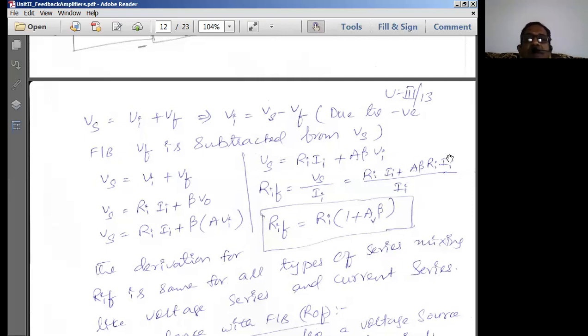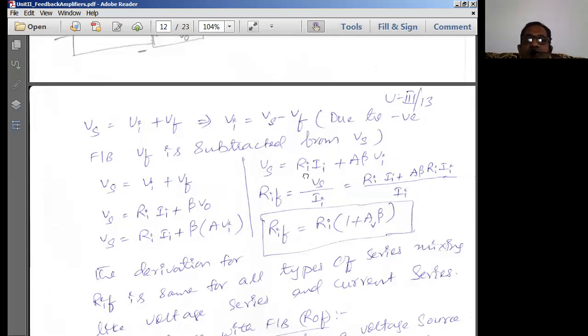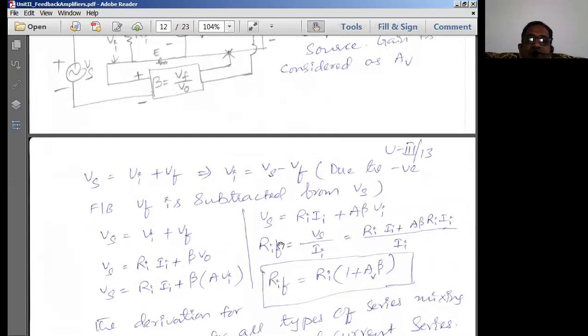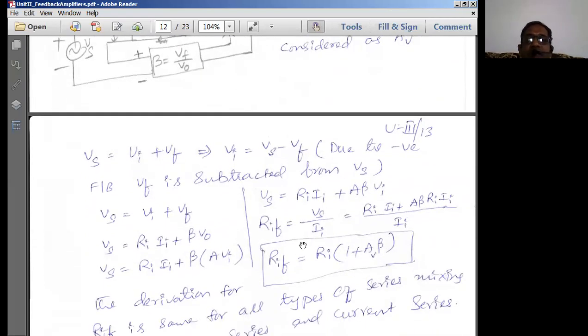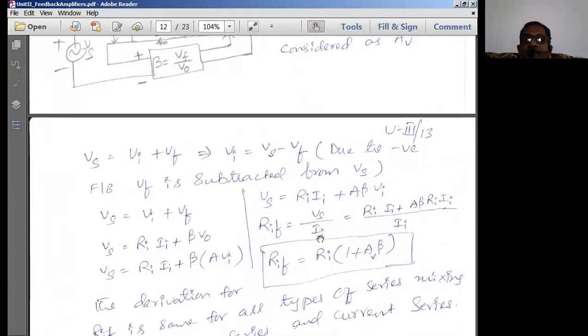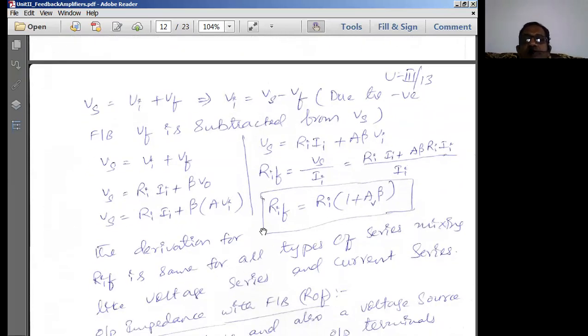So on the numerator, now what is the formula for resistance? Voltage by current. So when I am looking for the input resistance with feedback, what is the overall input to the circuit? The entire circuit is Vs. Now, what is the current to the amplifier circuit? At the input terminals of the amplifier, it is Ii. Therefore, Vs by Ii I can write. I can take Ii common here, Ii will get cancelled. So I am left with Rif is equal to Ri times (1 plus A beta).